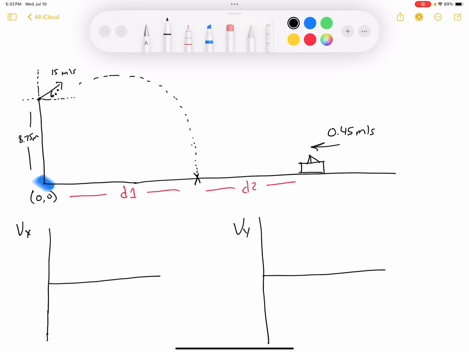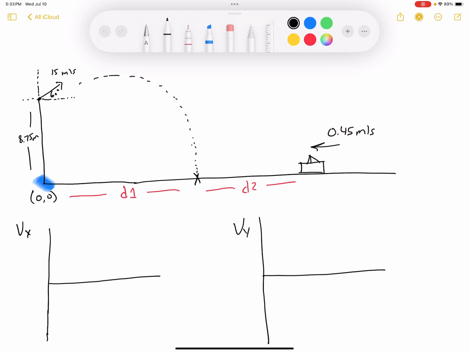Okay, so we have a problem here where a person is, say, going to throw a baseball into a moving boat. On the left-hand side, the person is standing at the top there. They're at 8.75 meters above the origin, and they're going to be throwing this baseball at 15 meters per second. That's the velocity at a 60-degree angle to the horizon. The baseball is going to make a ballistic trajectory, and it's going to end up hitting where this X is on the bottom. That's where it's going to hit.